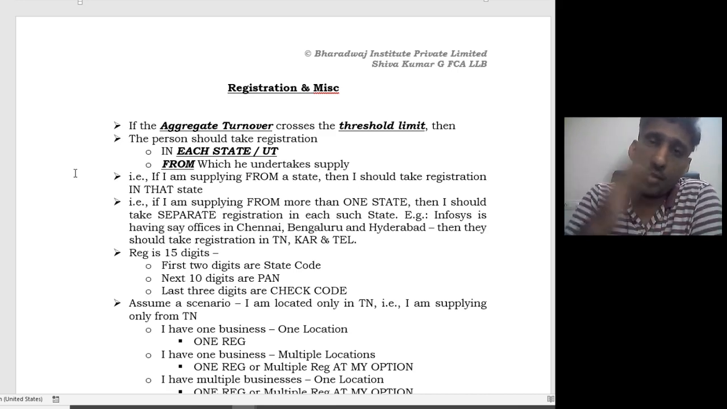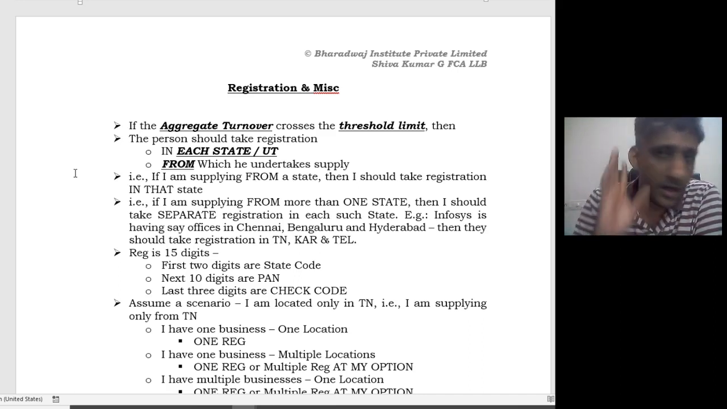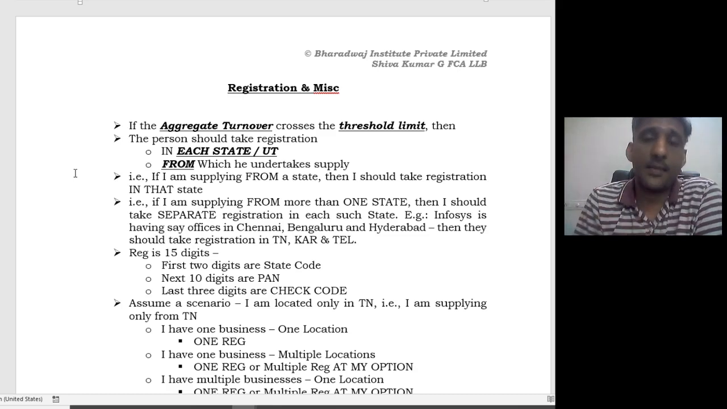If you are supplying from more than 2 states, then obviously you should take registration in each such state. Within the same state, if I have one business, one location, one business, multiple locations, multiple businesses, one location, multiple businesses, should I take one or multiple registrations? I should take only one registration. But if I want, I can take multiple registrations.